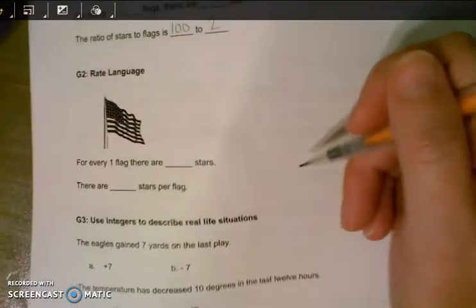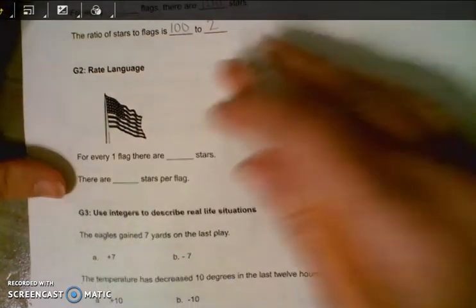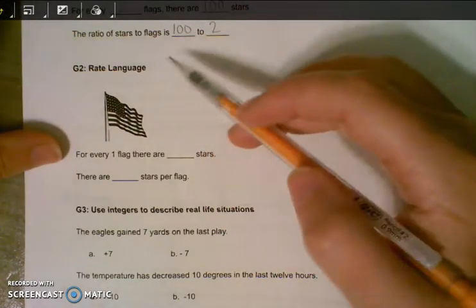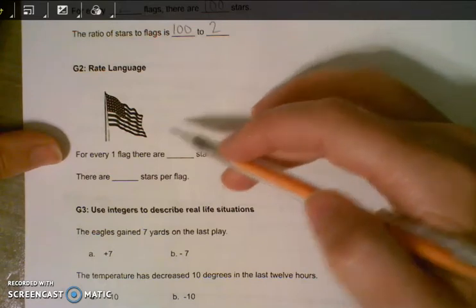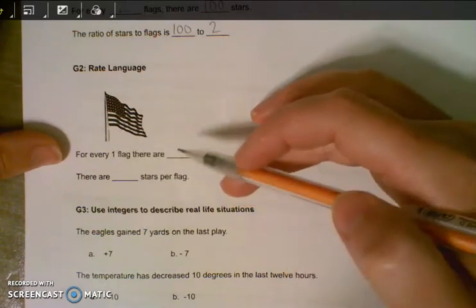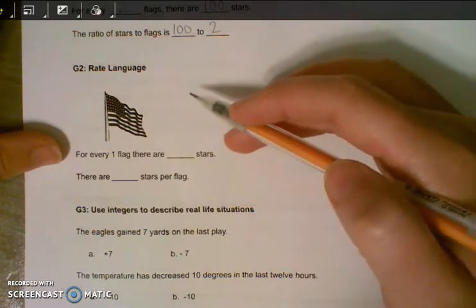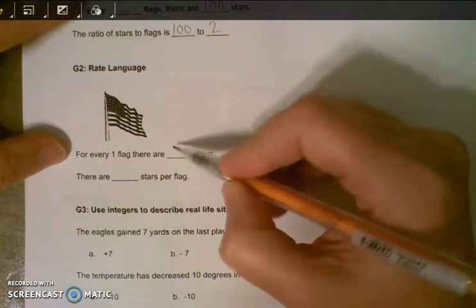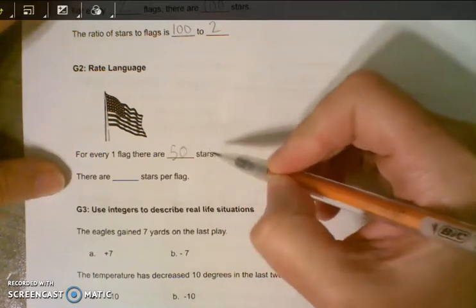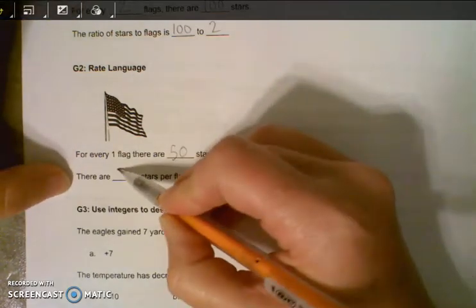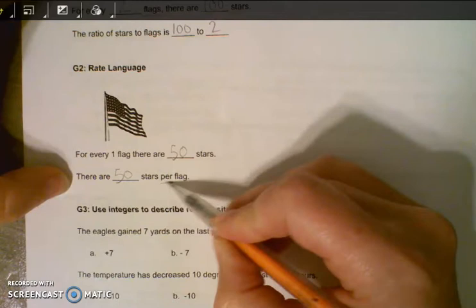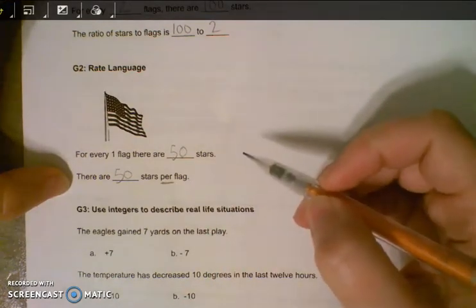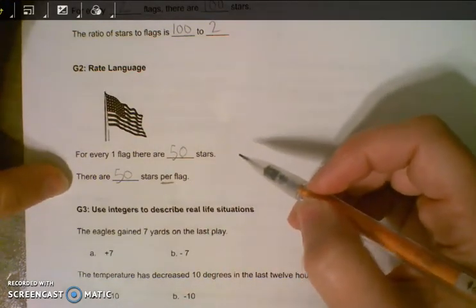Then moving on to using rate language. Rate is a comparison for every 1 flag, especially when we're talking about unit rate. We're always making a comparison to 1 unit. For every 1 flag, there are 50 stars, and there are 50 stars per flag. That word per is a key word for comparing things to 1.